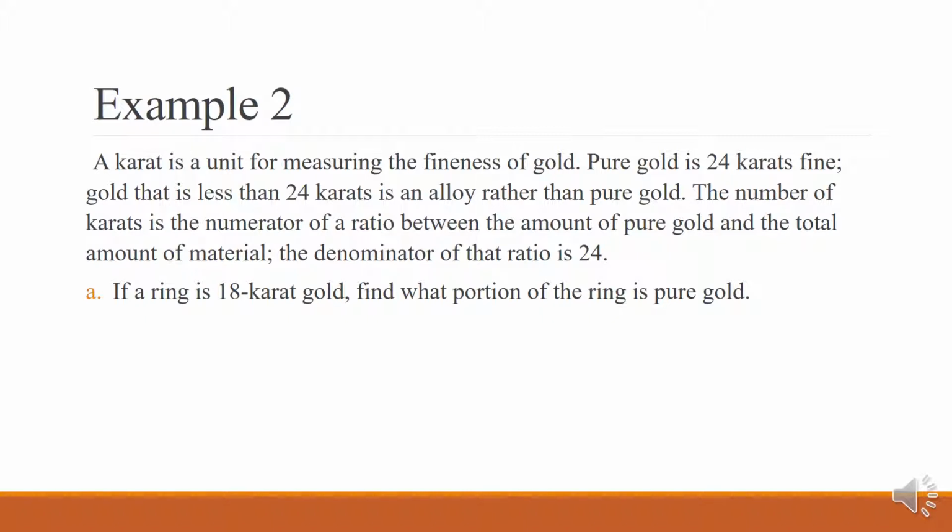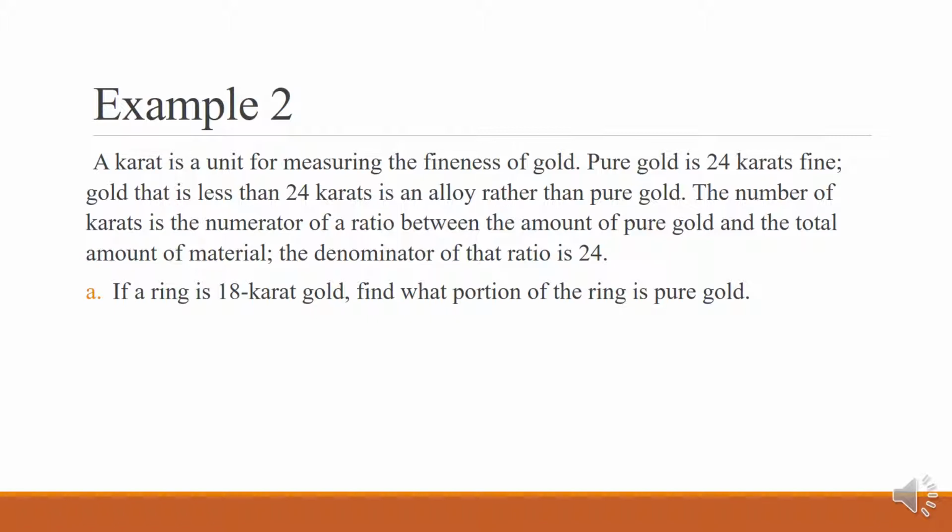Now let's move on to another example using ratios and proportions. It says, a carat is a unit for measuring the fineness of gold. Pure gold is 24 carats fine. Gold that is less than 24 carats is called an alloy rather than pure gold because it includes some other type of metal. The number of carats is the numerator of a ratio between the amount of pure gold and the total amount of material. The denominator is always 24 because that's the total amount of pure gold. So if your ring is pure gold, then it's 24 carats.